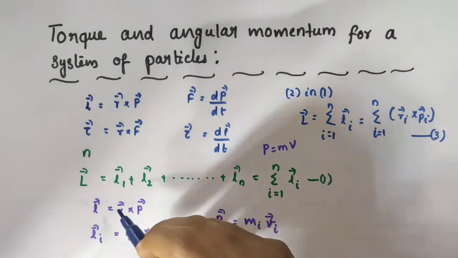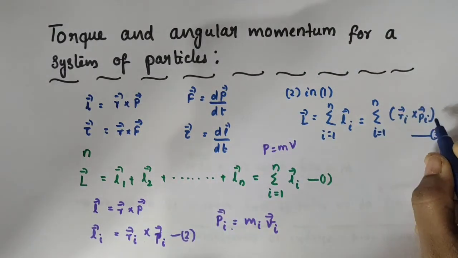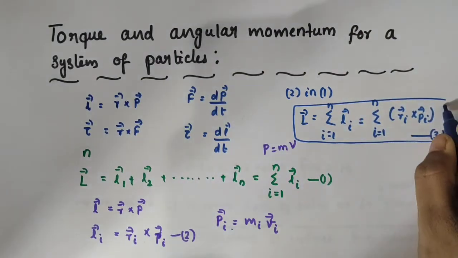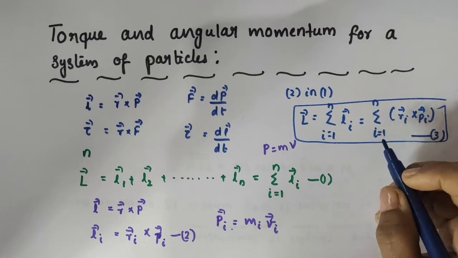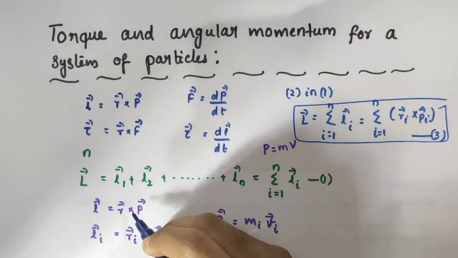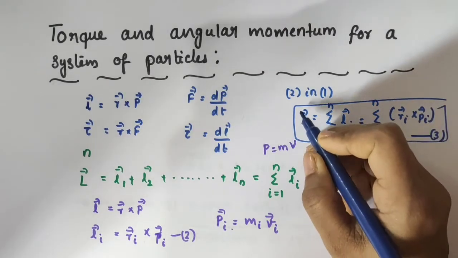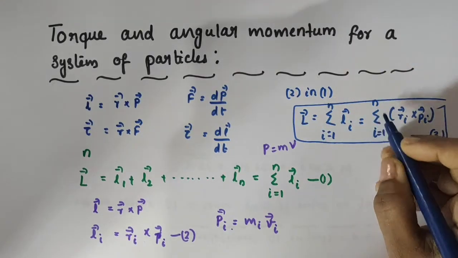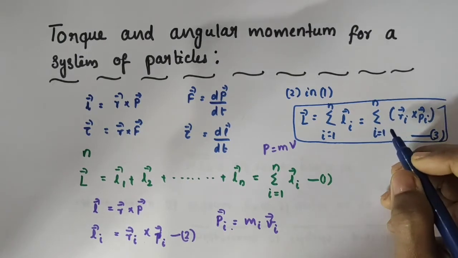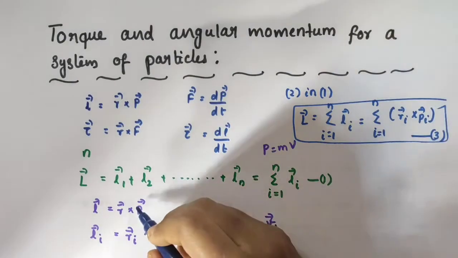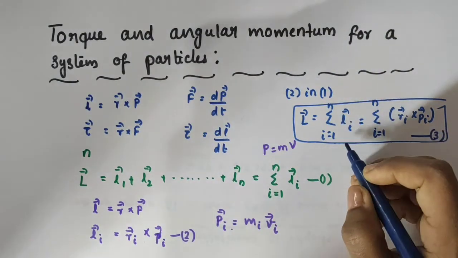For a single particle, vector L equal to vector R cross vector P. Equation 3 is the generalization of the definition of angular momentum for a single particle to a system of particles. So for a system of particles, the total angular momentum will be equal to summation over i equal to 1 to n vector Ri cross vector Pi. This equation is the generalization of the definition of angular momentum for a single particle to a system of n particles.